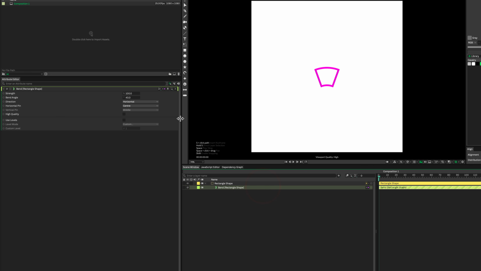Add an oscillator directly to bend angle. Its range defines the two extremes of the deformation. Use BPM timing to control how quickly the cycle repeats. Press play. The bend now animates without keyframes.